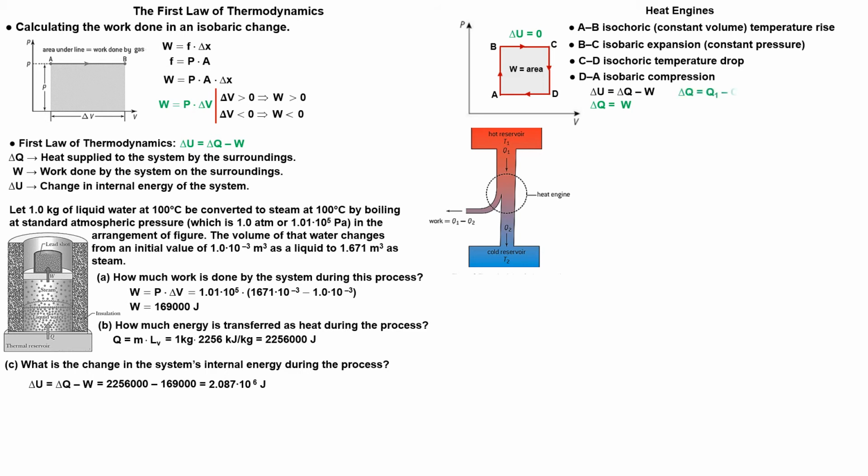The thermal efficiency, eta, of an engine is defined as the ratio of the work it does to the amount of heat energy put in, that is, Q1. Pay attention to the following exercise.